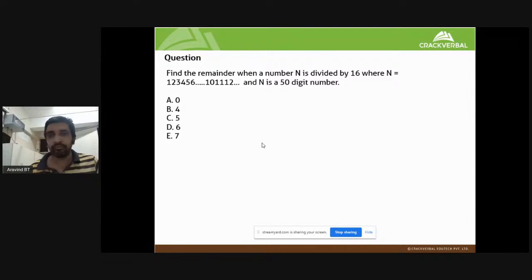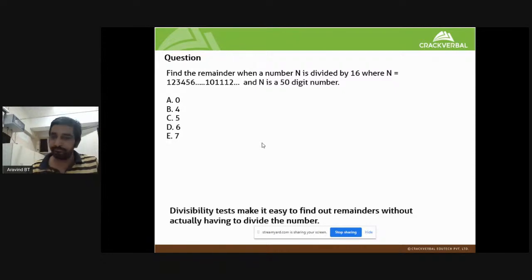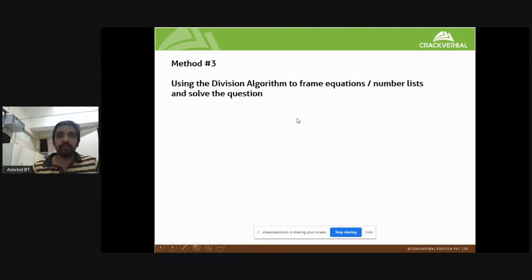All right. So that was my take on divisibility tests. I feel that divisibility tests always make it easy for me to find out the remainders without actually having to divide the number, right? What is the third method? The third method is obviously to use the division algorithm, the equations. But along with the equations, you'll also have to form number lists. Just framing the equations may not help you solve the problem all the time.